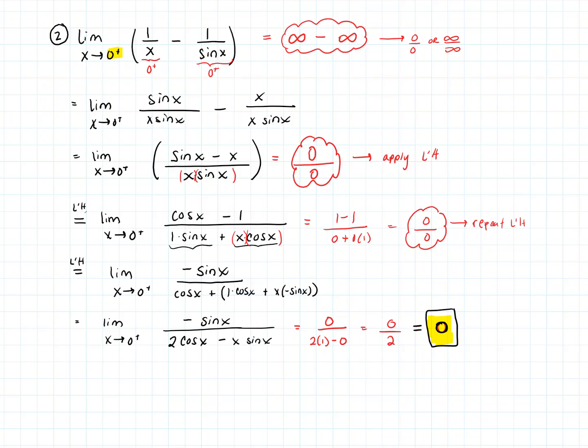0 divided by 2 is not indeterminate. 0 divided by anything is 0. I should say 0 divided by anything other than 0. When it's 0 over 0, it's indeterminate.